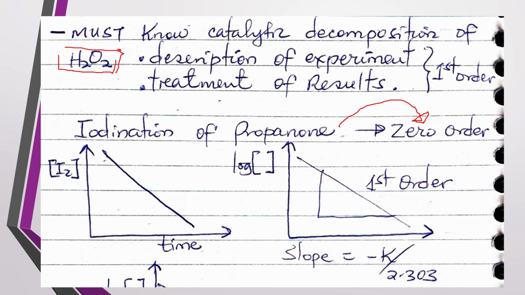The way we are going to calculate the slope is going to be equal to negative rate constant, K meaning rate constant, divided by 2.303. The reason why I'm dividing by this is because I used log. If I use ln, then the slope is just equal to negative K, or negative rate constant, without 2.303. Refer to chemical kinetics, I have explained that.